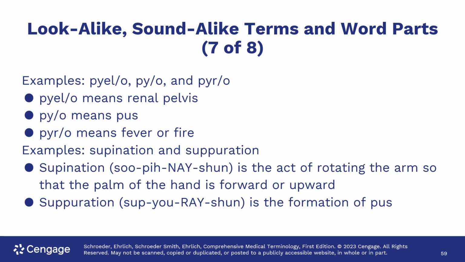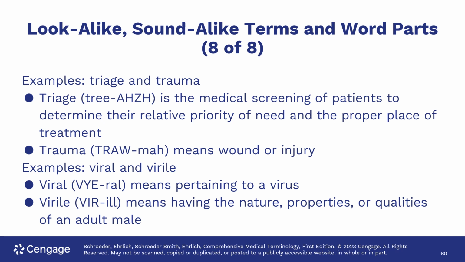Some more examples are pyelo or pyo or pyro. Supination is when you rotate your arm so that the palm of your hand is up, and suppuration is where you're making pus. Triage, trauma, viral, and virile. Viral means pertaining to a virus, and virile means having the nature, properties, or qualities of an adult male. Two different things.